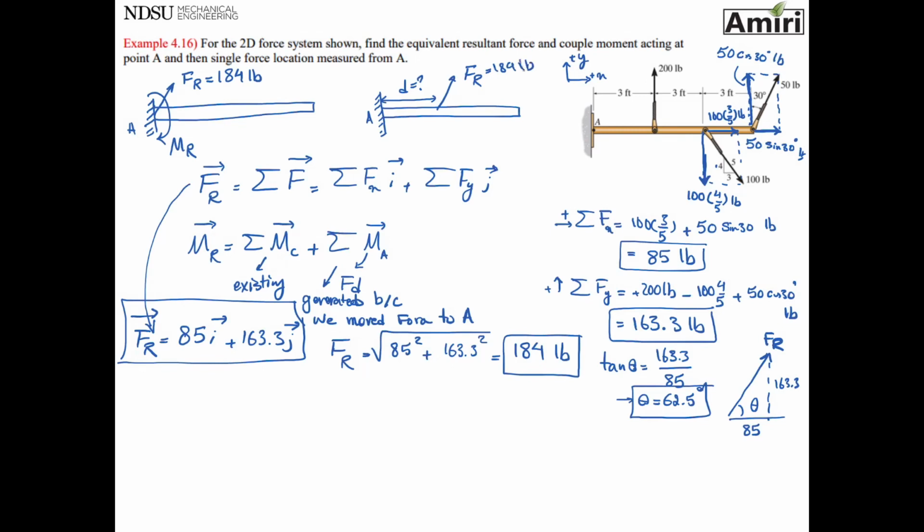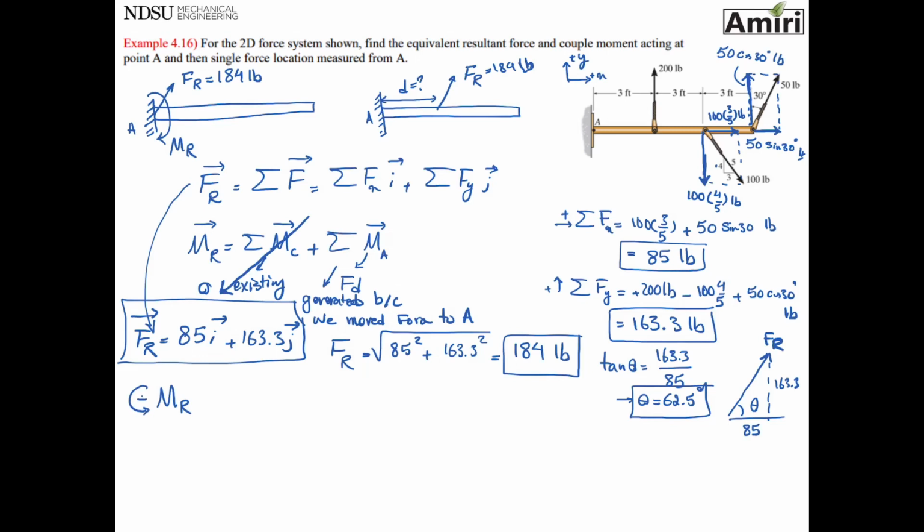Okay. First part is asking us, hey, what about moment? Because we moved forces to point A, right? I don't see any existing couple moment here. So this existing goes to 0. And because I'm moving each force to the point A, it is going to create a moment about point A. So let's find what is that moment.